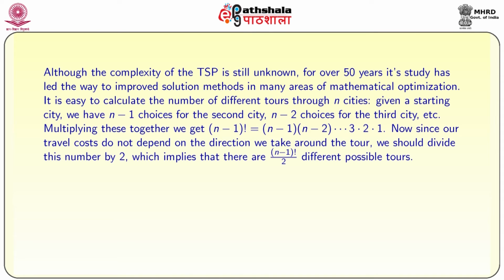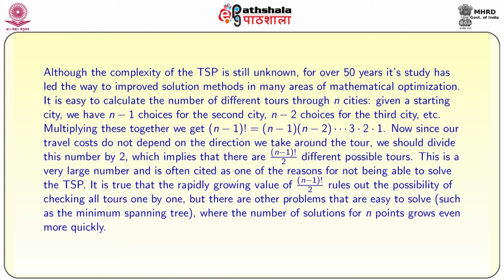It is easy to calculate the number of different tours through n cities. Given a starting city, we have n−1 choices for the second city, n−2 choices for the third city, and so on. Multiplying these together, we get (n−1)!, that is (n−1)(n−2) and so on down to 1. Now, since our travel costs do not depend upon the direction we take around the tour, we divide this number by 2. So, this implies that there are (n−1)!/2 different possible tours.